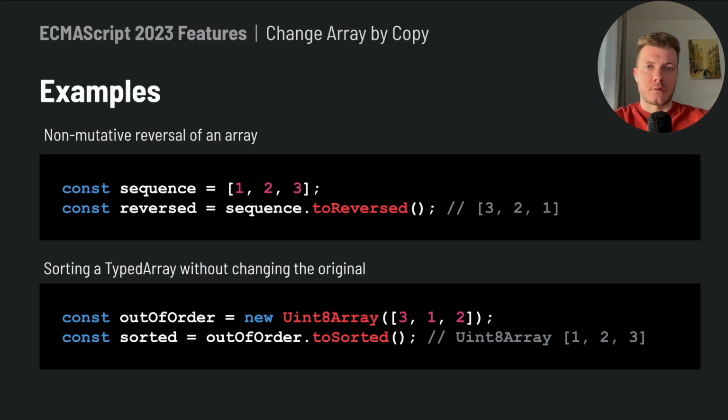Reversing arrays often requires careful handling to avoid mutation, but toReversed elegantly sidesteps this, offering a reversed copy. Sorting arrays similarly risks altering the source data. toSorted preserves the original, providing a sorted version.